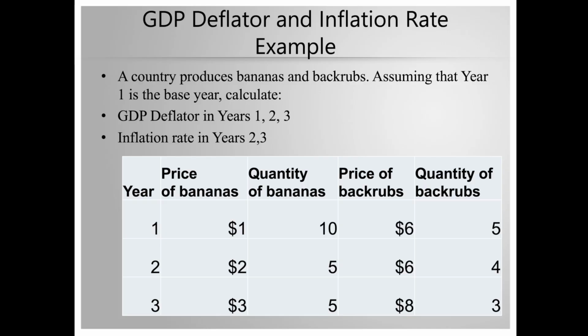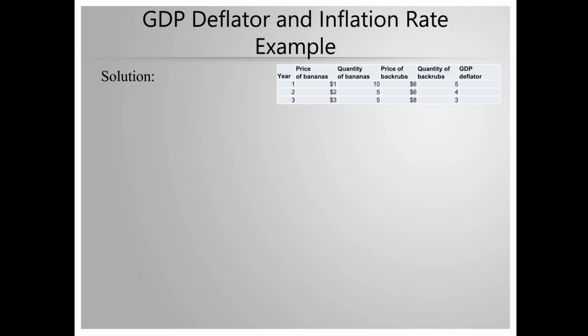Let's work out an example. In this example, we have a country that produces bananas and back rubs. Assuming that year 1 is the base year, we need to calculate the GDP deflator in years 1, 2, and 3, and then inflation rate. First, we need to calculate the GDP deflator in every year. GDP deflator in year 1 is the nominal GDP in year 1 over real GDP in year 1.